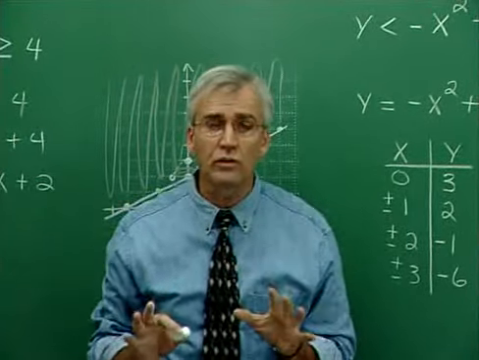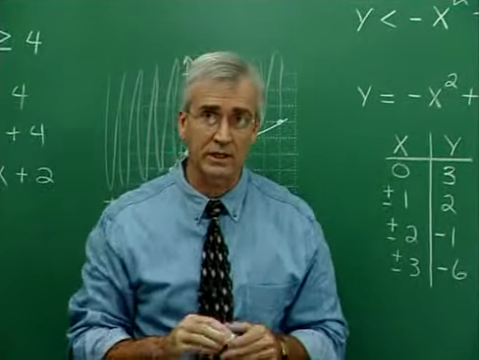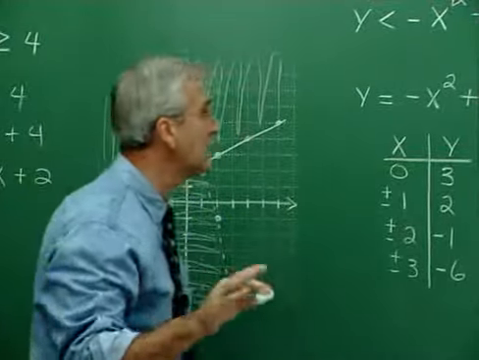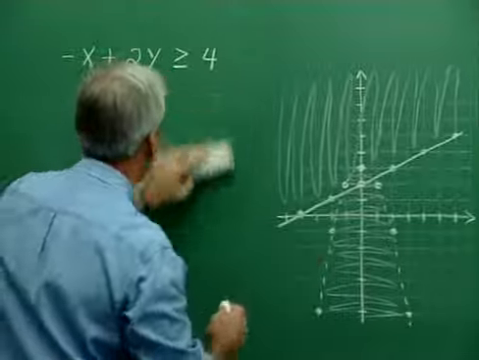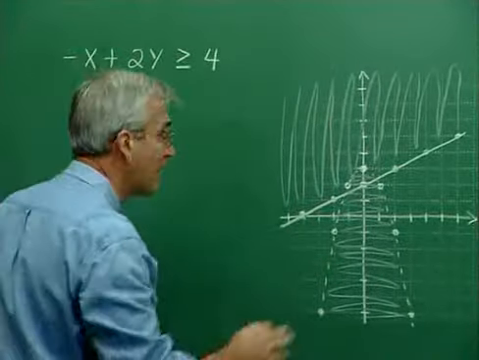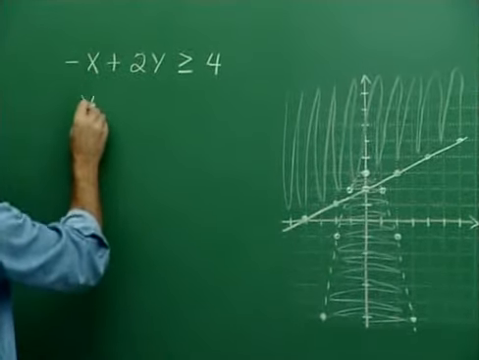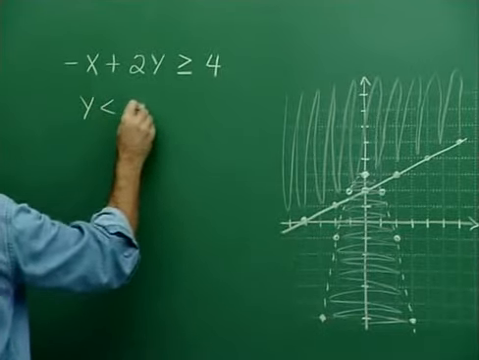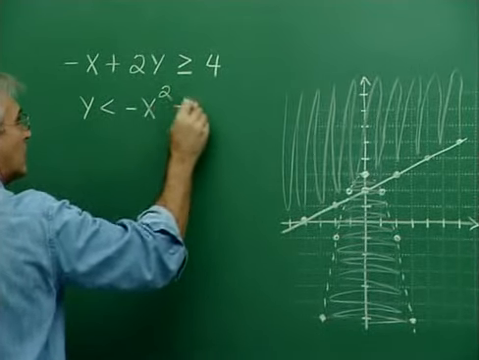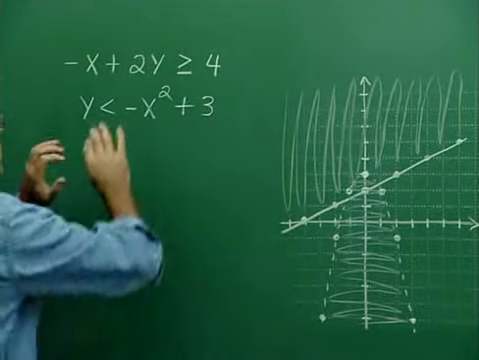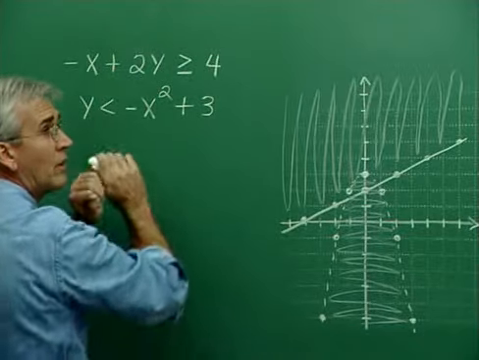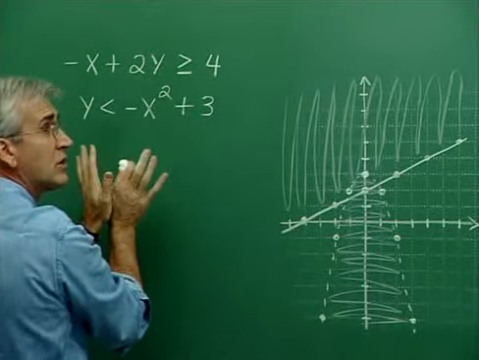What if we consider the notion of using the two inequalities at the same time? What if we want solutions to a system of inequalities? Now, the system would be this inequality that we started with over here, and also the one that we graphed from over there. The other inequality would be y is less than negative x squared plus 3. Consider this system of inequalities. What are the solutions to this system of inequalities?